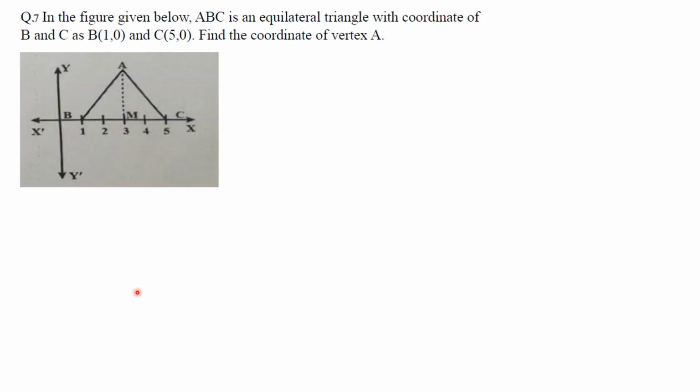So in the figure given below, ABC is an equilateral triangle with the coordinates of B and C as (1, 0) and (5, 0). Find the coordinate of vertex A. First of all, it is an equilateral triangle. So in an equilateral triangle, all the three sides are of equal measure. So if you are able to calculate one side, the other two sides will also be the same, isn't it? We have to find the coordinate of vertex A.